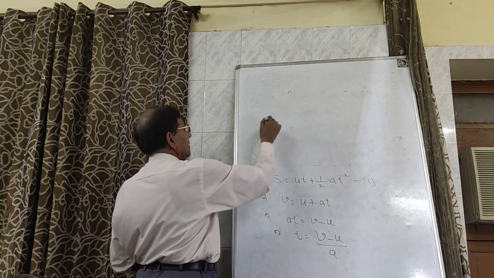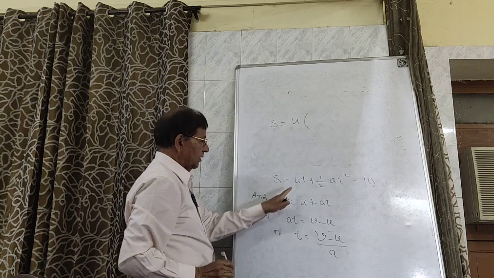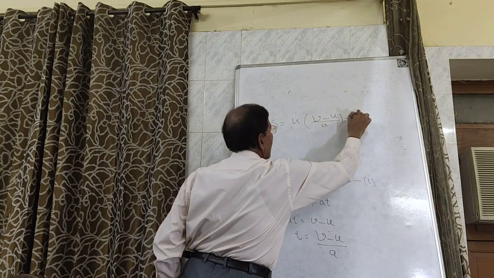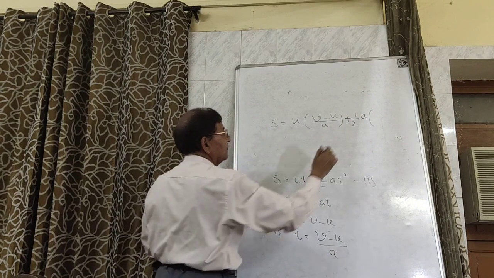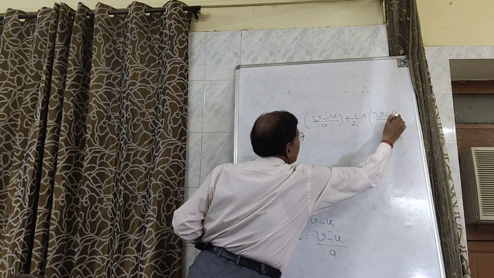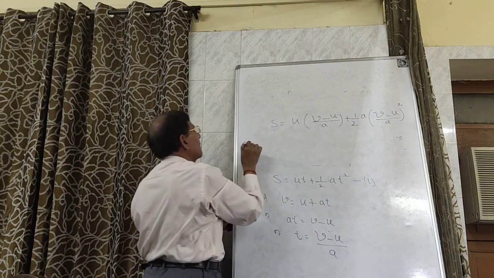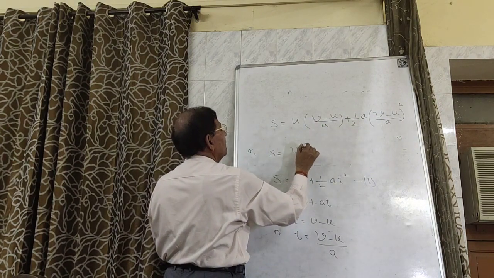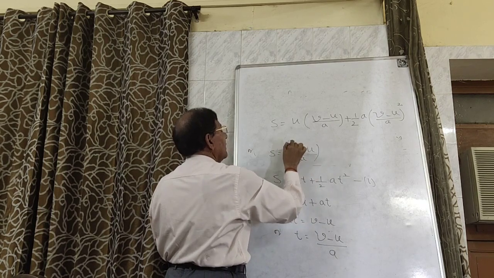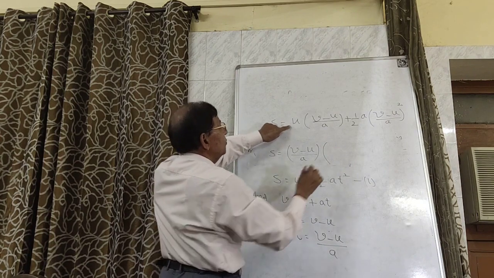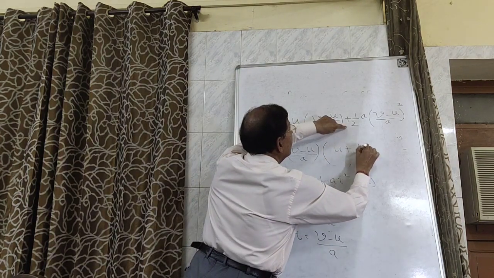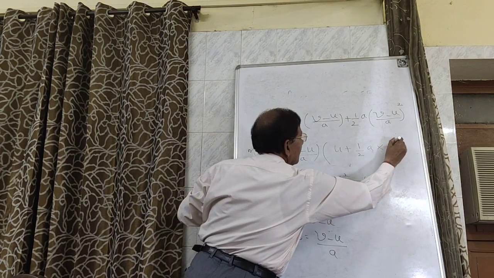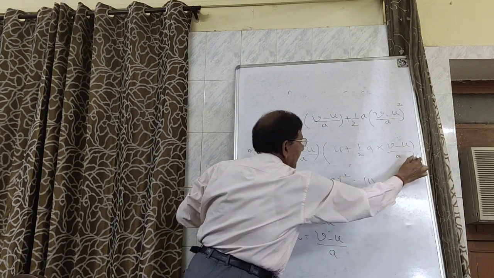s equals u into t, and t is v minus u divided by a, plus half a into t square, that is v minus u divided by a, squared. Or s equals v minus u by a common, and in brackets we are left with u plus half a into v minus u by a.